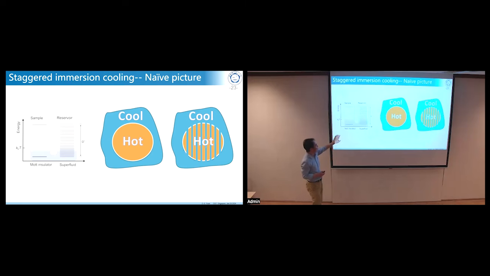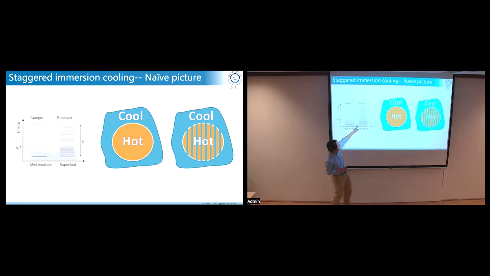So here, this is the quantum version. We connect the sample here. This is a Mott insulator and a superfluid reservoir. The reservoir is a gapless superfluid. Considering the finite size, we have very dense states here, so it's close to a gapless one. But the Mott insulator is a gapped Mott insulator.